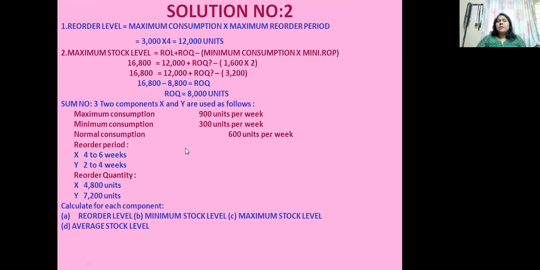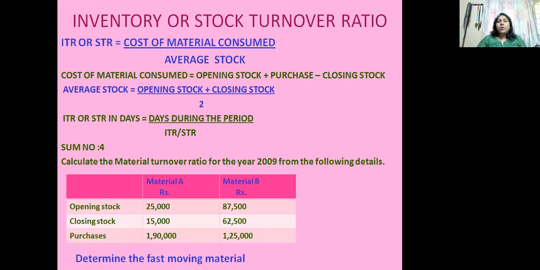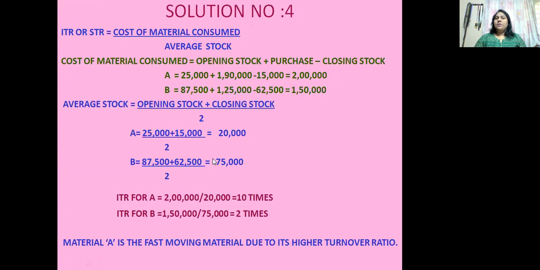The next is how to calculate the stock levels when we have two components. We need to calculate separately for both the components. Then I taught you how to calculate the stock turnover ratio and how to find out the conclusion, which is the fast moving material.